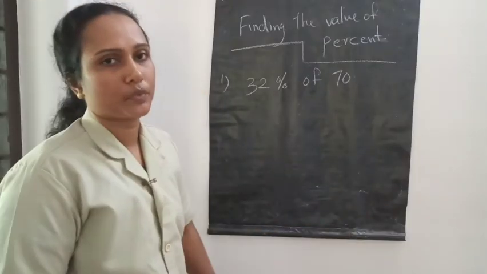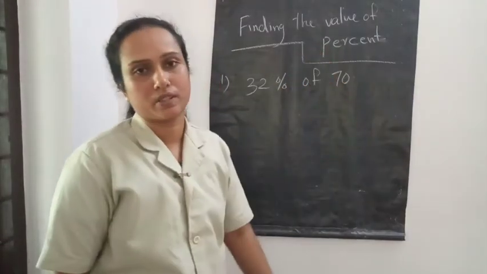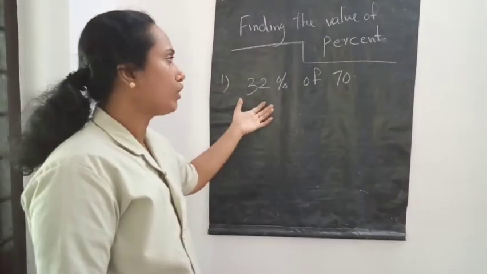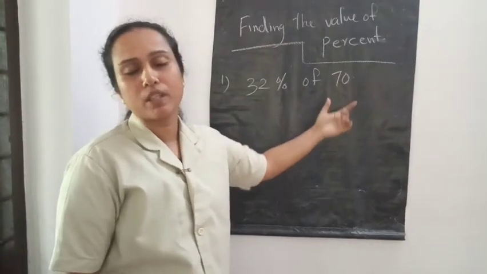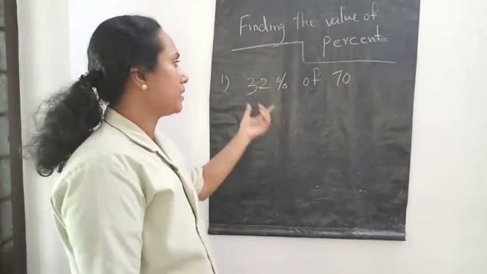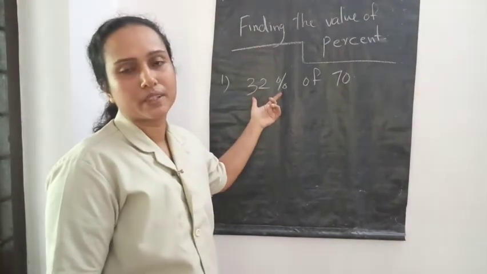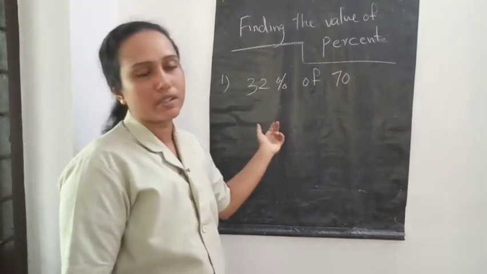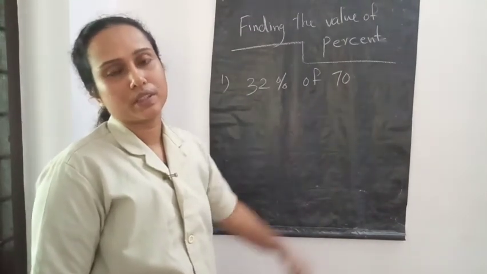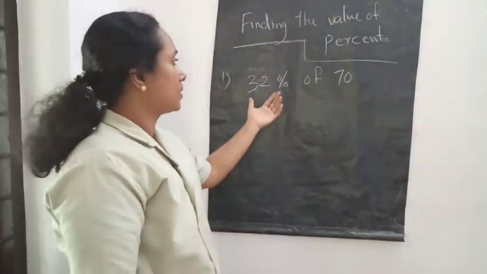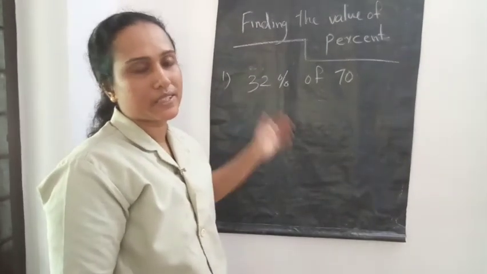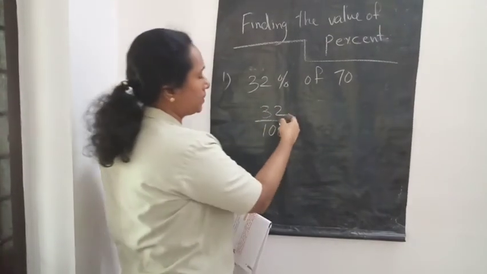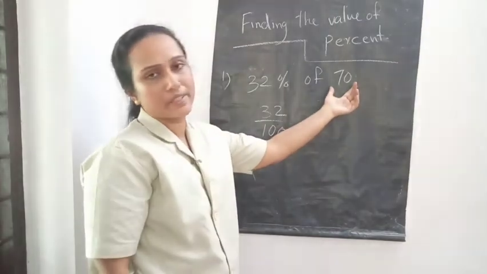Okay. Next topic is finding the value of percent. Here the question is 32% of 70. Finding the value of the percentage of a given number. Firstly, write this percentage as a fraction. Then multiply this fraction with the given number. Then we can write this percentage as a fraction, 32 by 100. Then multiply this fraction with this given number.